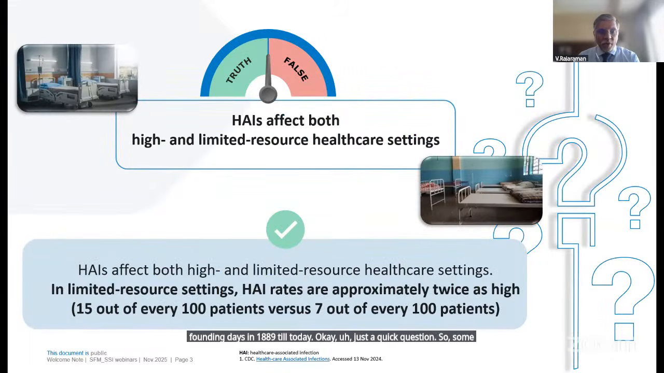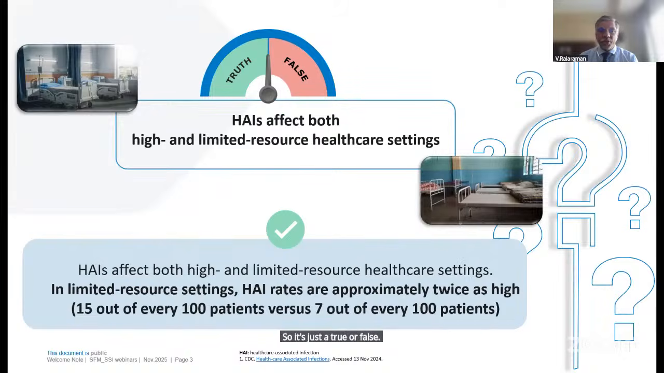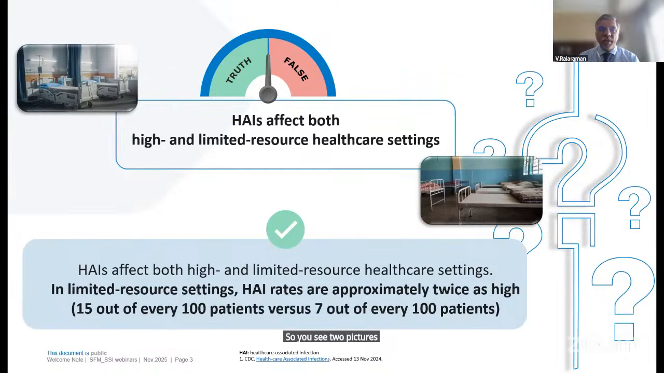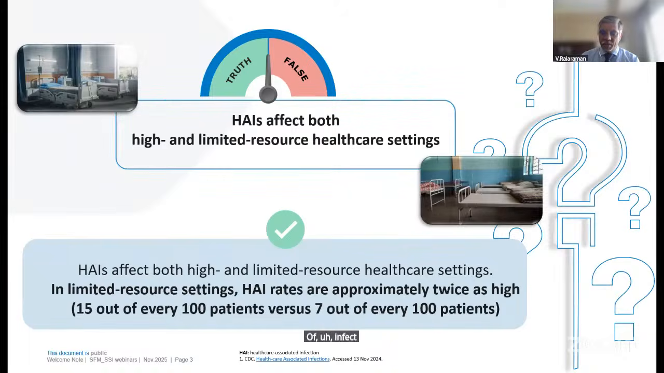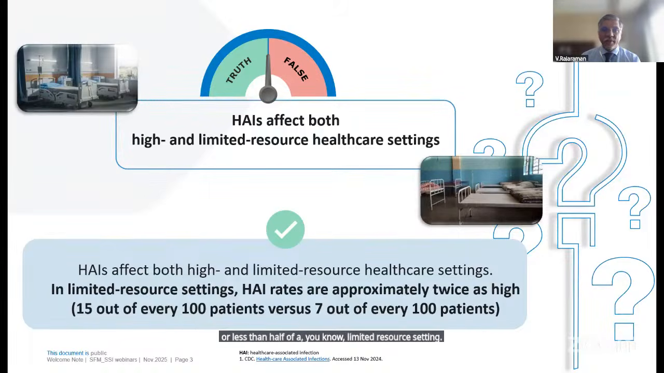Just a quick question for the participants who attended last week's session. It's a true or false question: healthcare associated infections affect both high and limited resource settings. What is your take? You see two pictures, one of a limited resource and one of a high resource setting. We need to understand that the chances of infections are quite high in both, but the degree of infection varies between these two centers. A high resource center has about half or less than half of the infections of a limited resource setting. This is something we need to understand.